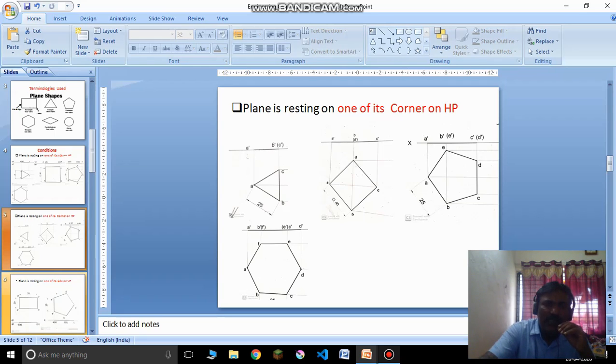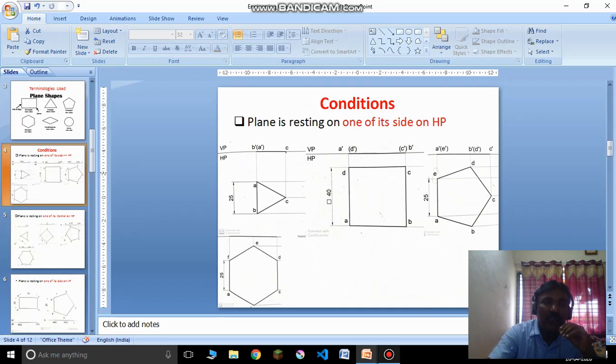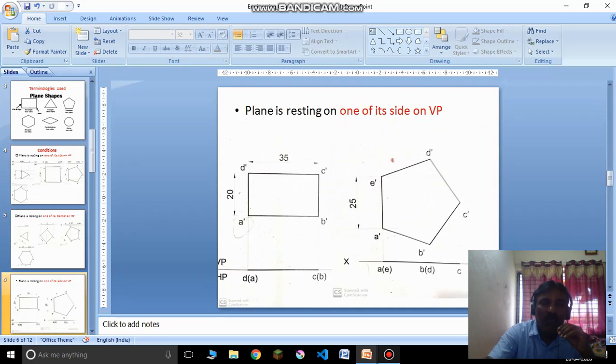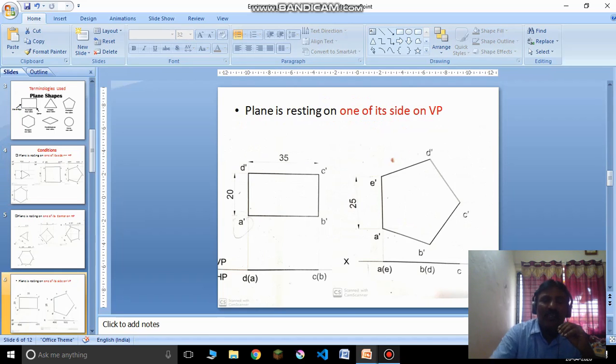I will move to the next condition. Suppose the lamina is resting on one of its sides on VP. In the beginning you studied the side on HP. Now I am telling you side on VP, which is exactly opposite to this. Now I have to keep the object parallel to VP, on VP, and resting on one of its sides.